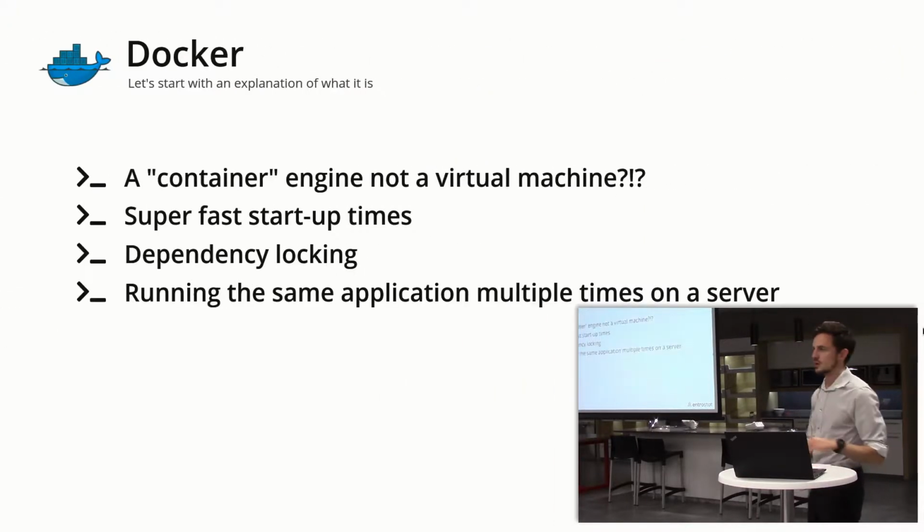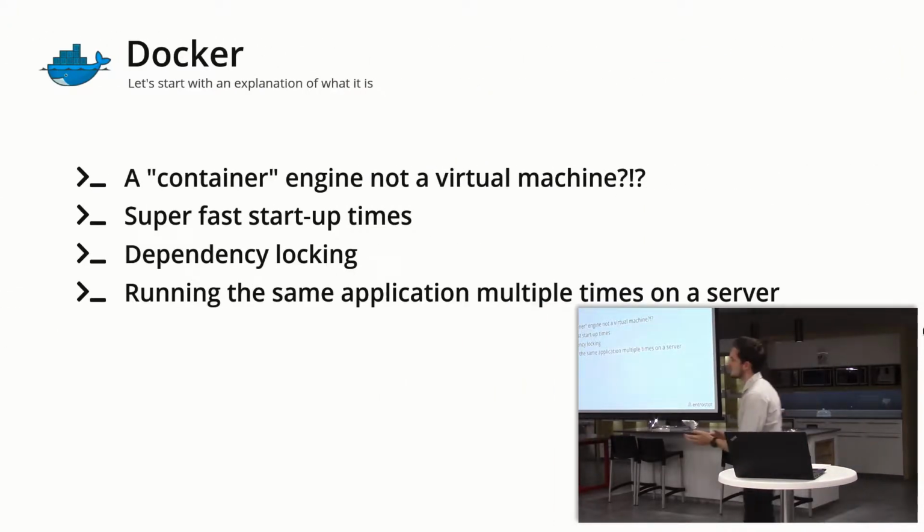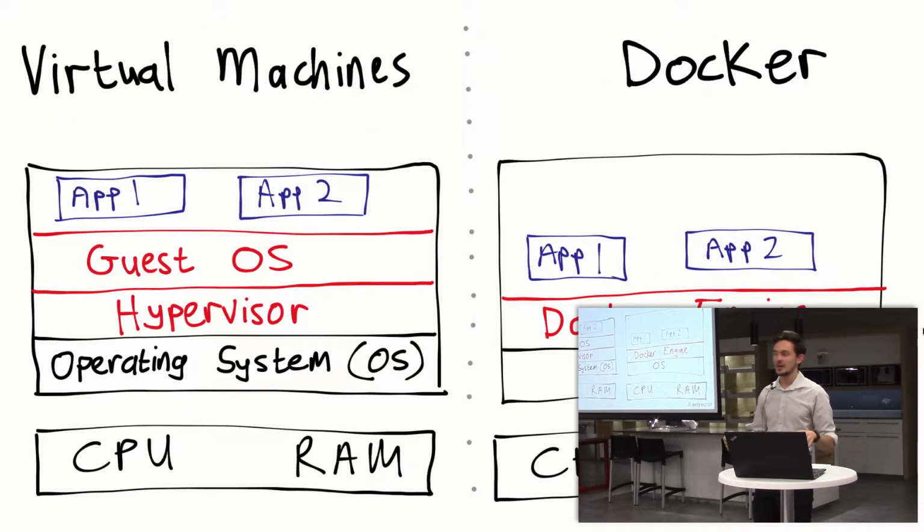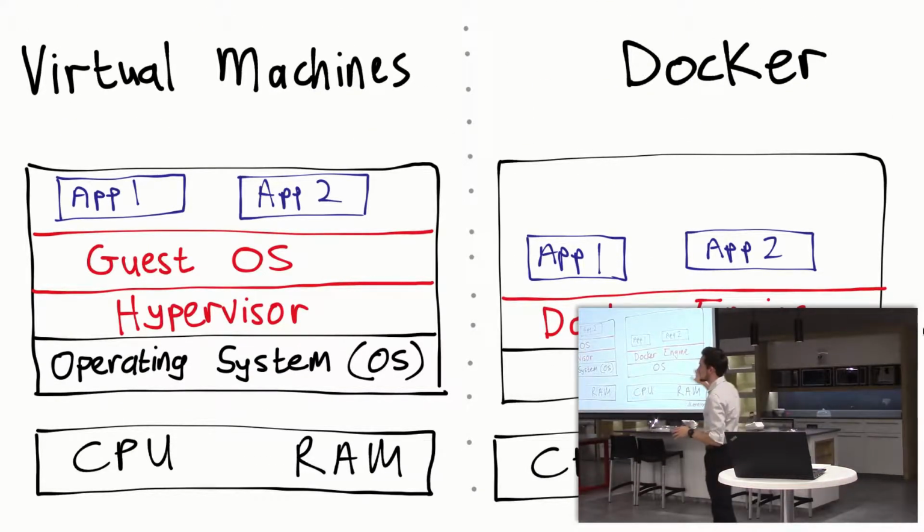When we look online and ask what Docker is, a lot of people say that it's a container engine, and they say it's not a virtual machine. But that's not a great explanation, because what is the difference between a container engine and a virtual machine? So I made a little diagram. So we've got virtual machines and Docker, and we know that the base components are the same on both.